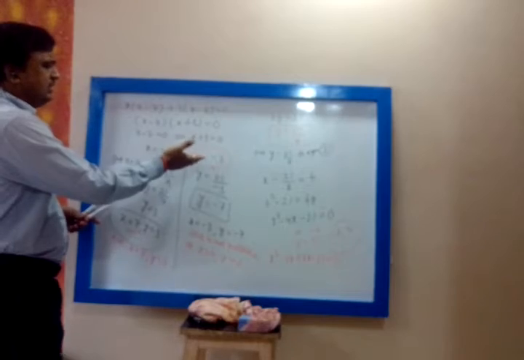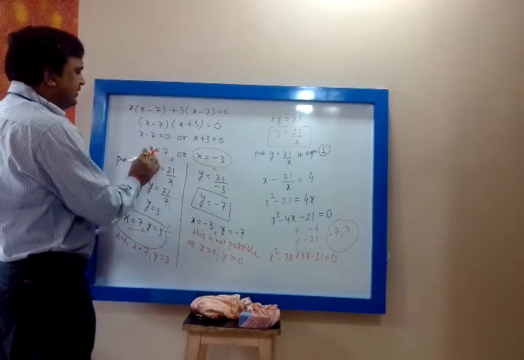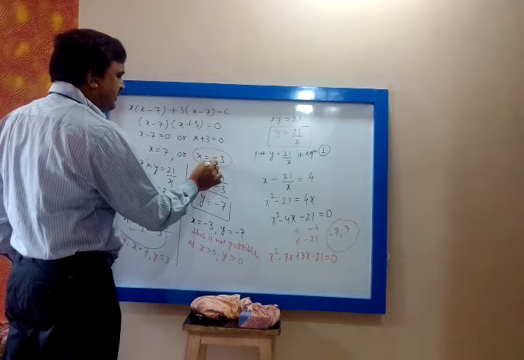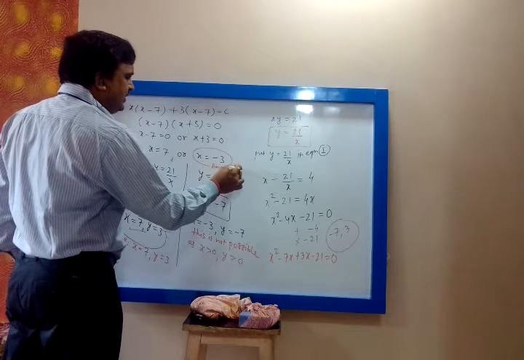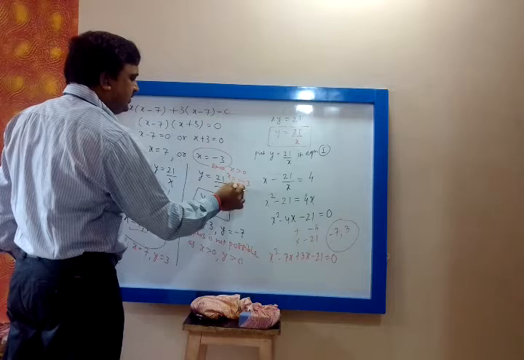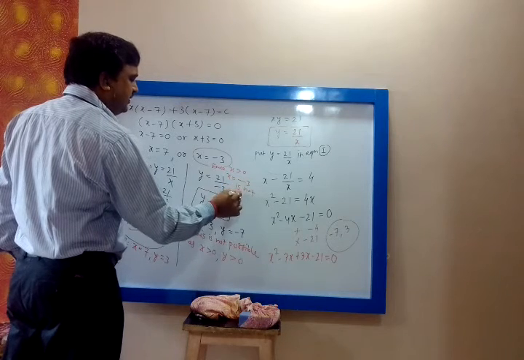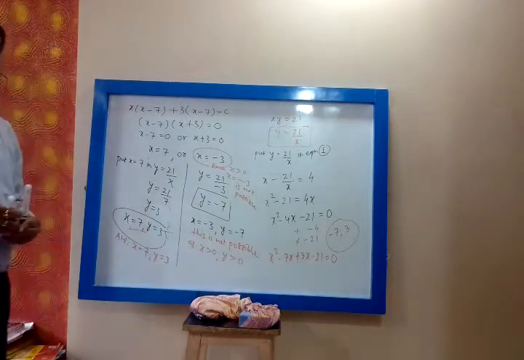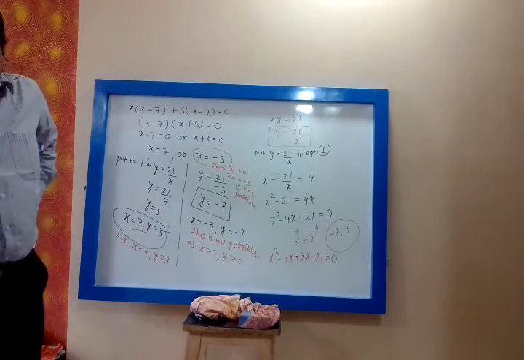Yes. You can reject x is equal to minus 3 in the beginning only. After writing x is equal to 7 or x is equal to minus 3, you can reject x. Now since x is positive, x is equal to minus 3 is not possible. Then there is no need to find y. Okay. So you can reject x in the beginning.